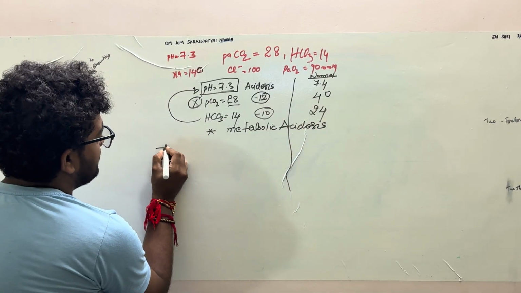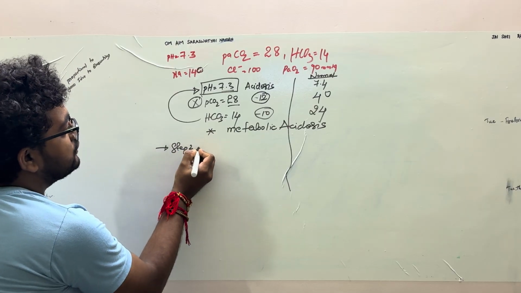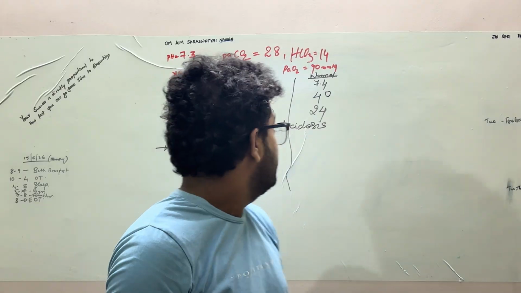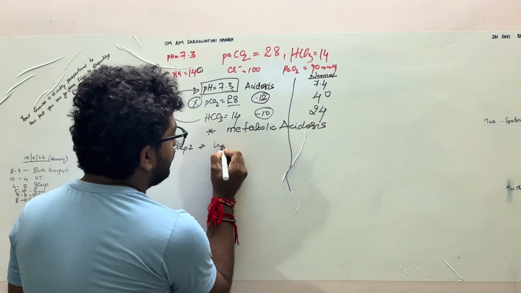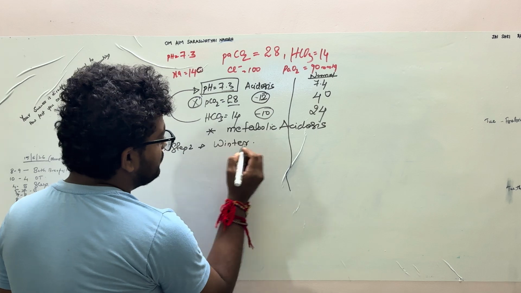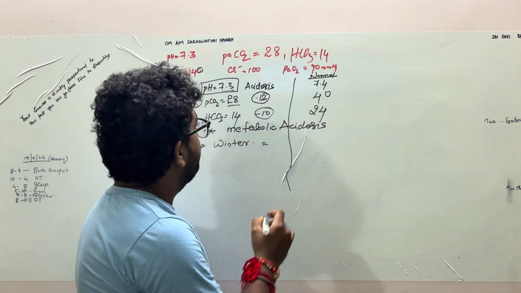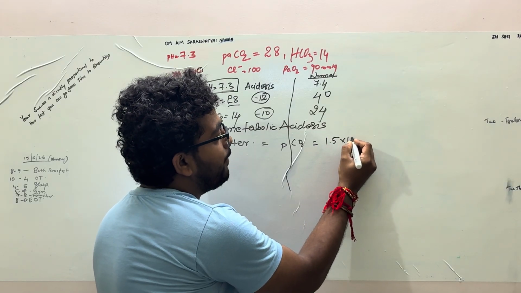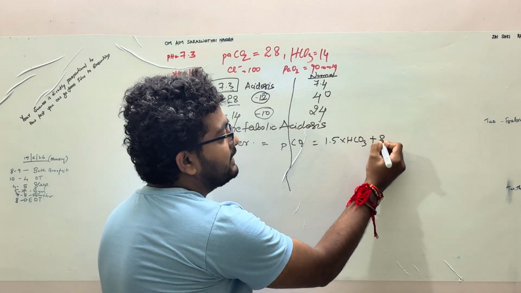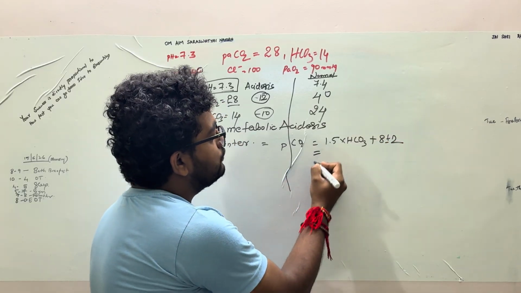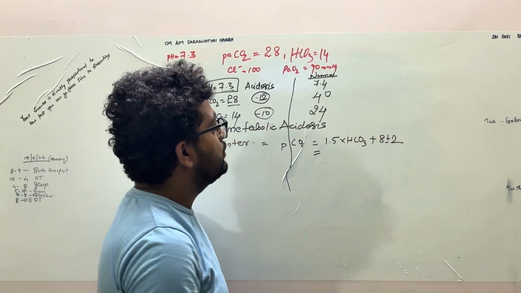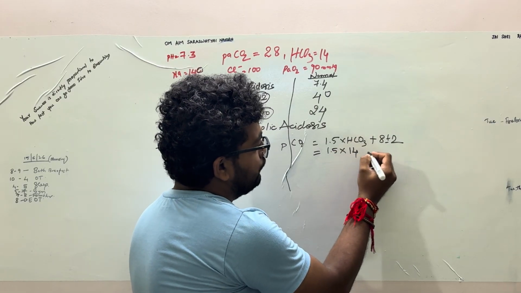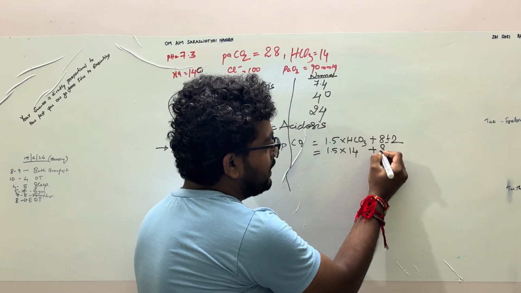Now step 2, let's talk about compensation. We all know that in metabolic acidosis we use Winter's formula. Winter's formula says that PCO2 is equal to 1.5 times bicarbonate plus 8, plus or minus 2. According to this, the partial pressure of carbon dioxide should be 1.5 into bicarbonate, which is 14, plus 8, plus or minus 2.